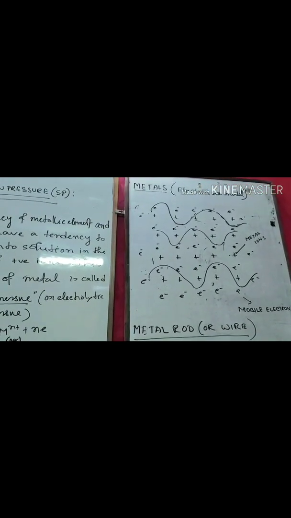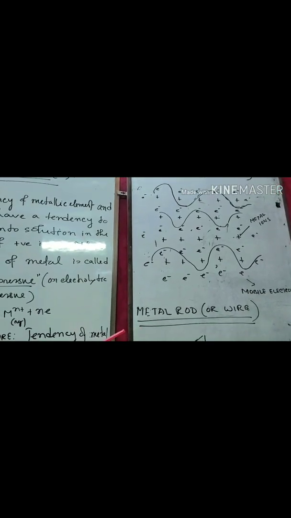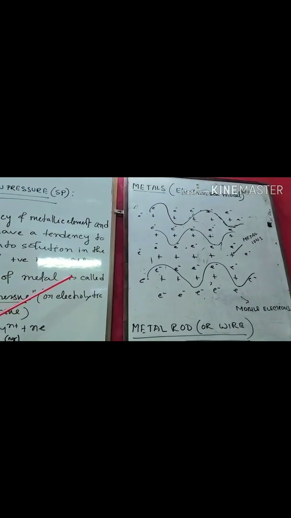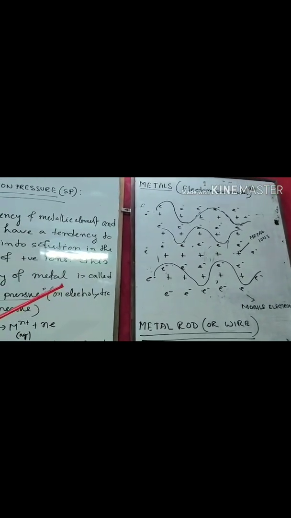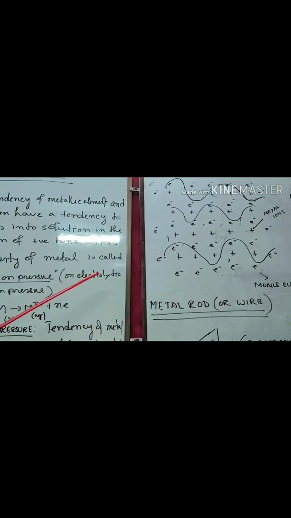Like solid sodium chloride is an ionic solid. In sodium chloride ionic solid, the constituent particles are sodium ions and chloride ions, and these ions are held together by strong electrostatic forces of attraction. In metals, according to the electron sea model, the metal has two parts: one is the positively charged metal ions, another is the mobile electrons.